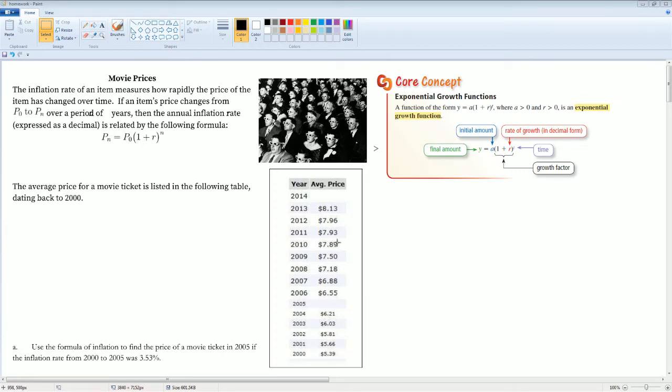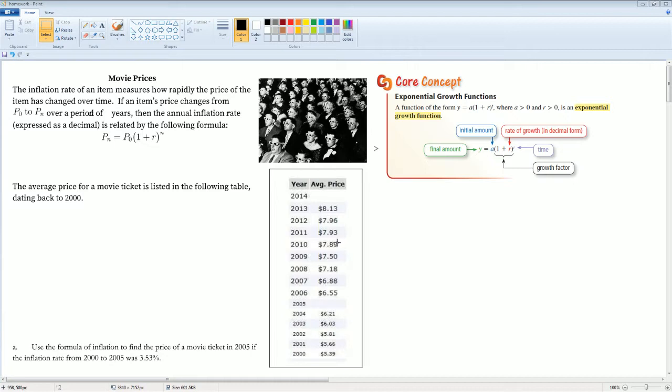All right, welcome. This is the solution for week one for the distance learning packet. This is page 4 of week one of the distance learning. Here we have the movie price. This works as a performance task.